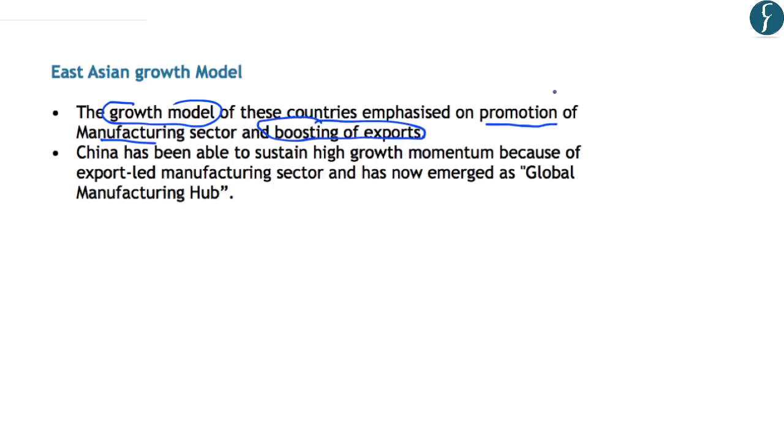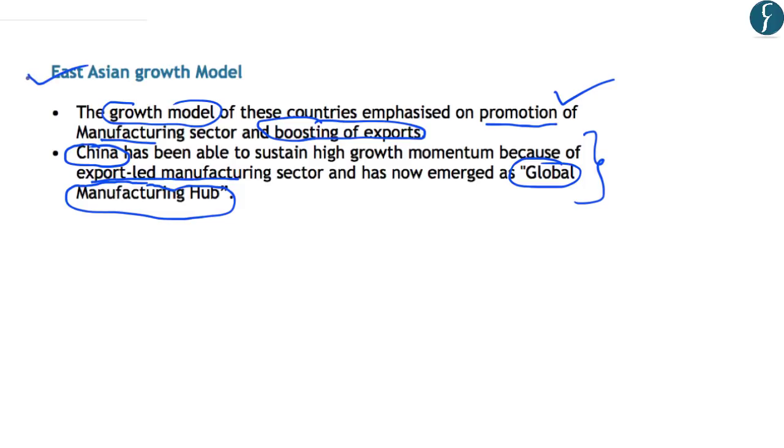Now, similar to the East Asian countries, China has also been able to manage a high growth rate which has been employment intensive. This has mainly been because of the export-led manufacturing sector, and now it has emerged as the global manufacturing hub, which means that China is the center of manufacturing of the world, and it has mainly been exporting manufactured products to other countries. And as we all know, this has also been a main reason for the US imposing trade sanctions or tax barriers on China's imports, which has escalated into a trade war between the US and China.